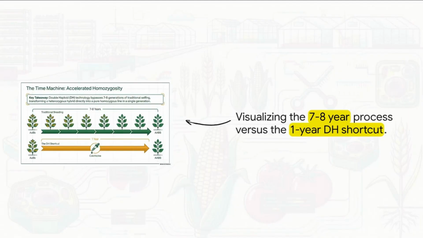So instead of waiting generation after generation, slowly weeding out the genetics you don't want, breeders bring in a chemical called colchicine. This incredible tool transforms an initial mixed-up hybrid directly into a pure, homozygous line in just one generation. You get the exact same perfectly pure result. You just saved 7 years of waiting around.